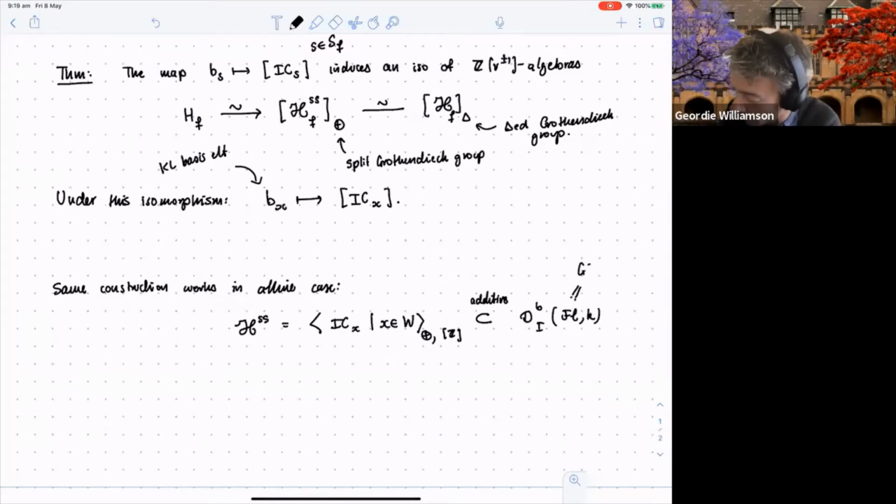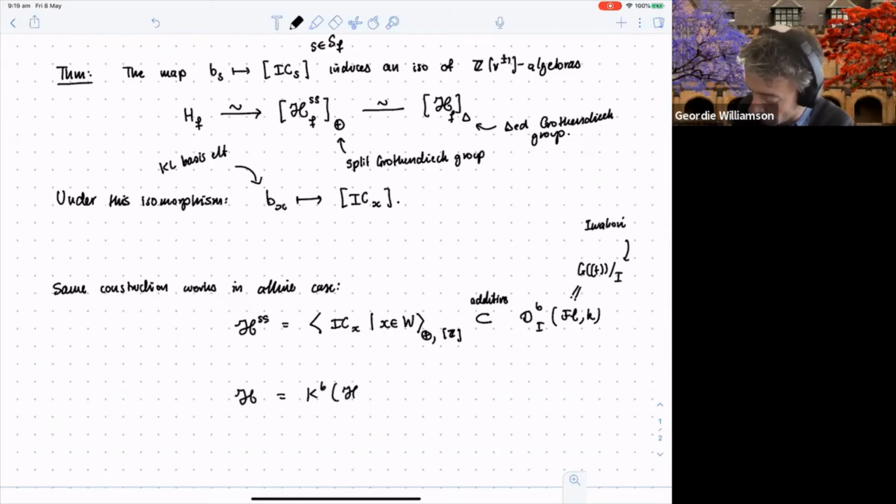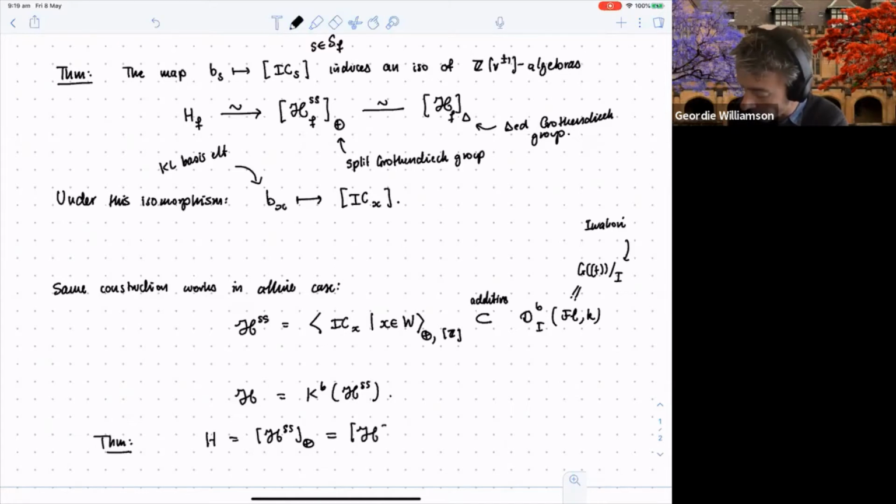Remember, the flag variety is G(T) mod I, where this is the Iwahori. And then we define H to be the homotopy category of H semi-simple. And the same theorem holds. So the Hecke algebra is the split Grothendieck group of semi-simple complexes, and it's the same thing as the triangulated Grothendieck group of the homotopy category. And the Kazhdan and Lusztig basis goes to, okay, so there's just no essential difference here.